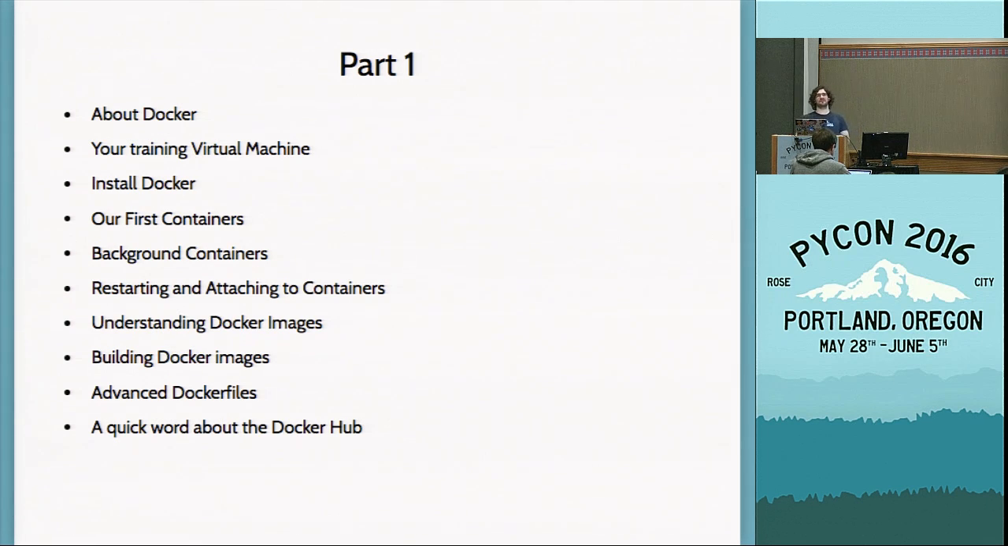I will give a little example of what a Docker file for a Python application might be, a kind of good example, bad example, to give you an idea of what kind of gotchas you have to be aware of when writing Docker files. I will talk a tiny little bit about the Docker Hub.